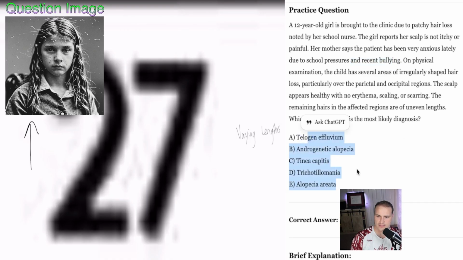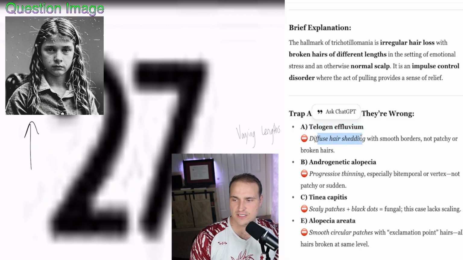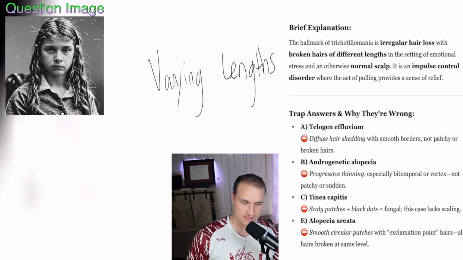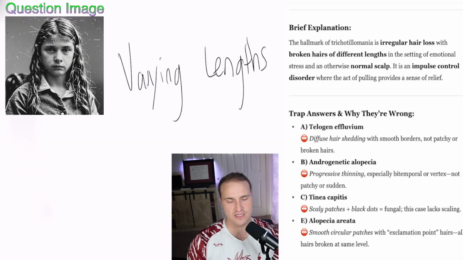Now, why is not all these other answers? Telogen effluvium has diffuse hair shedding. It's not going to be the patchy and broken. Androgenic, progressive thinning. Tinea capitis, scaly patches, the black dots. Alopecia areata, smooth circular patches. So really, it's just the nature of it. And that's why I wrote this when I recorded for the first time, varying lengths. That's the huge deal there. Varying lengths. That's all you need to know for this one.